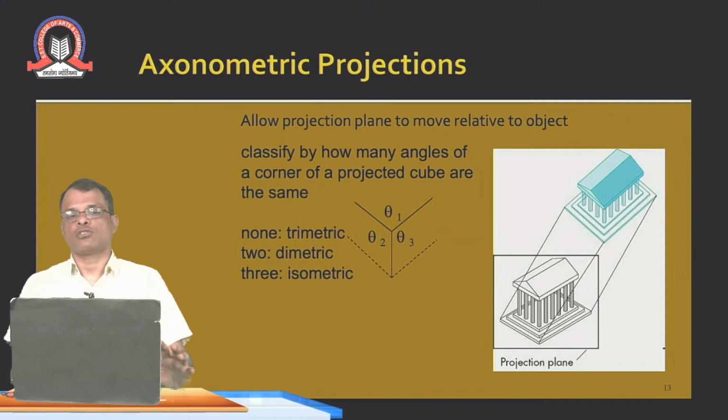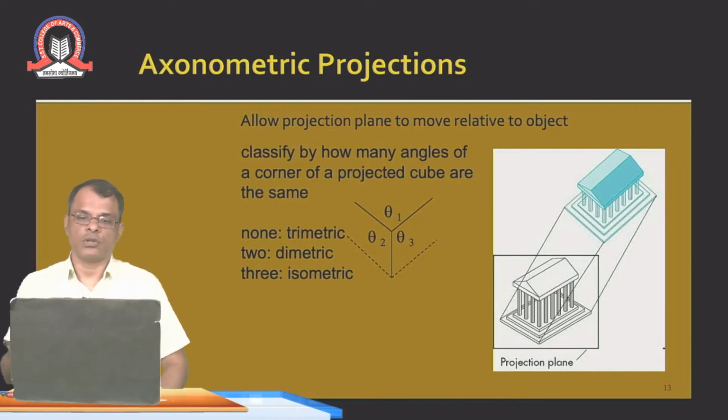Next is axonometric. In that again there are three types. It allows the projection plane to move relative to the object, and classifies by how many angles of a corner of a projected cube are the same. There are three types: trimetric, dimetric and isometric. It depends on how many reference planes we are taking. Based on that, it can be either isometric, dimetric or trimetric. So let's see what isometric is and all that.